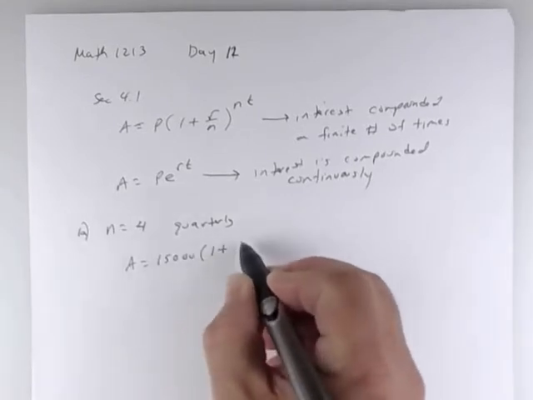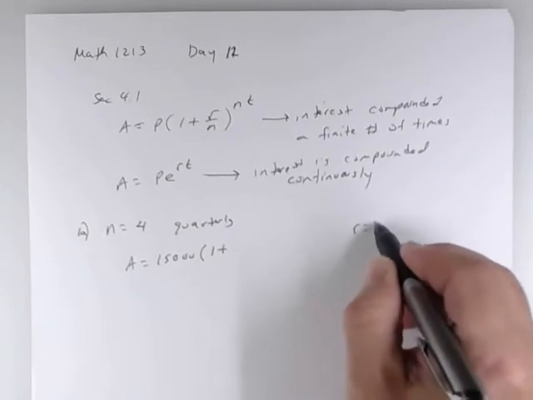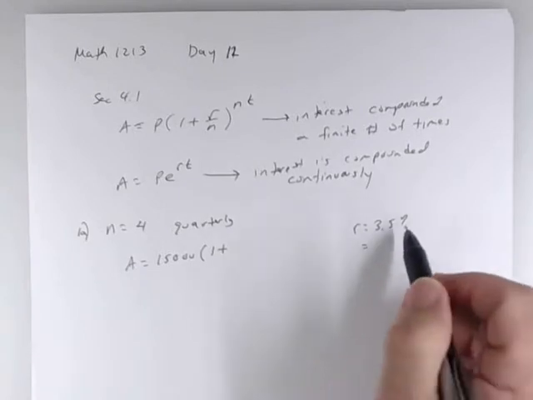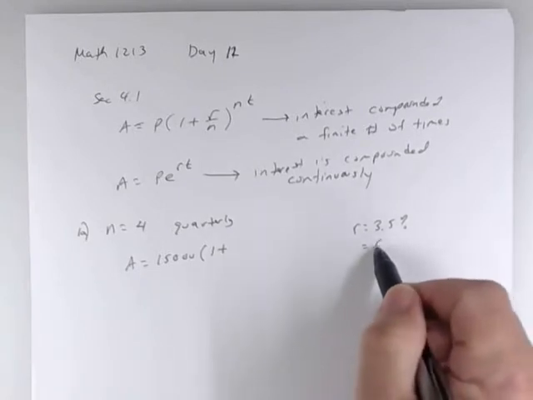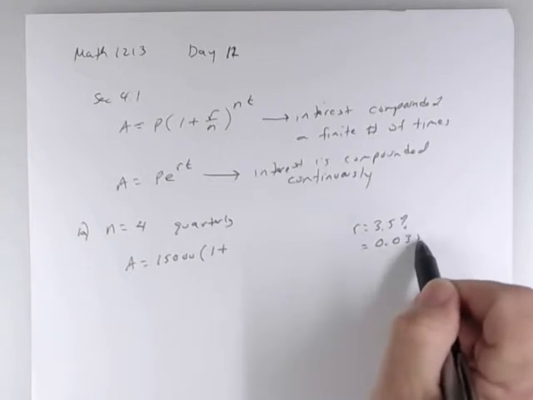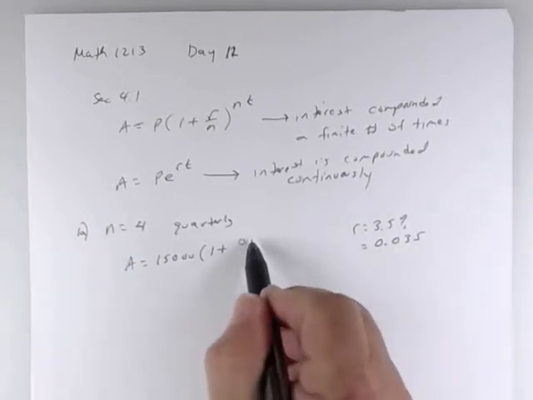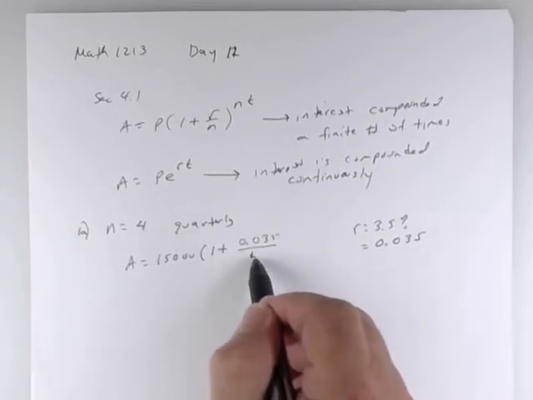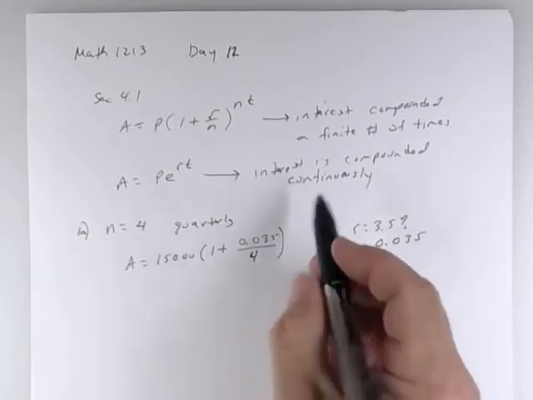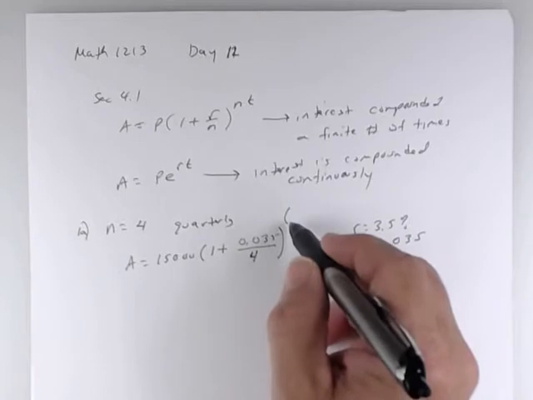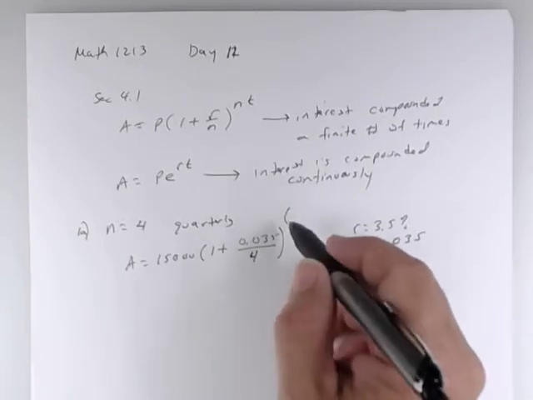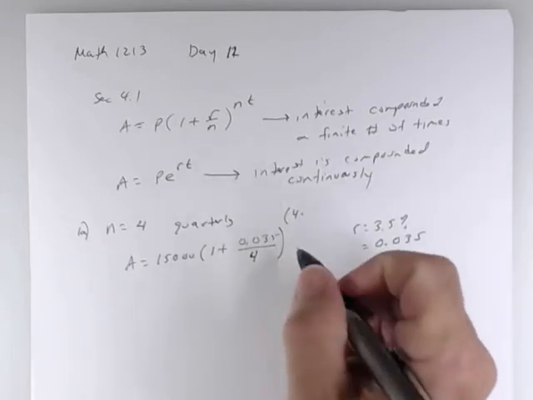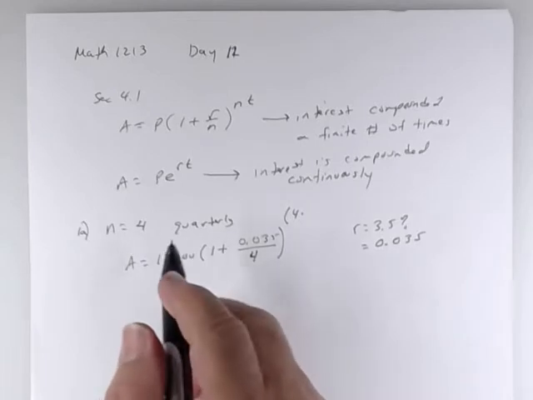times 1 plus the rate. Now the rate they have here is 3.5%, but you have to write that as a decimal. How do you write that as a decimal? Move it 2 places to the left, so that becomes 0.035. So 0.035 divided by N. What's N? 4, right? Raised to the, I'm going to put the exponent in parentheses. And so N is 4. So I'm going to say 4 times time, which is in this case 4 3/4.